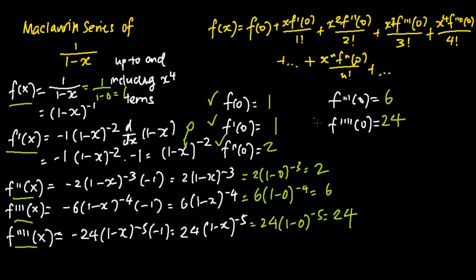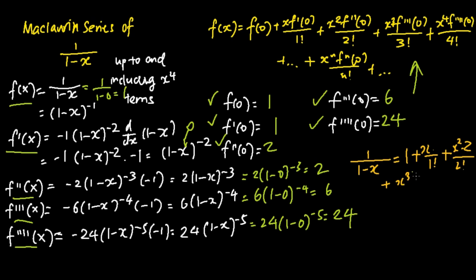Once we have found all these values, we can substitute them into our Maclaurin series formula shown in the top right hand corner to find the Maclaurin series of 1 over 1 minus x up to and including the x to the power 4 terms. So the Maclaurin series of 1 over 1 minus x is equal to f(0), which is 1, and we have x times f'(0), which is 1 over 1 factorial, plus x squared times f''(0), which is 2 over 2 factorial, plus x cubed times f'''(0), which is 6 over 3 factorial, plus x to the power 4 times f⁽⁴⁾(0), which is 24 over 4 factorial.